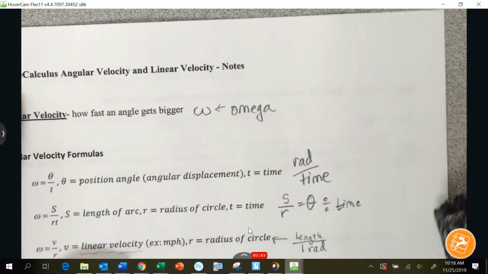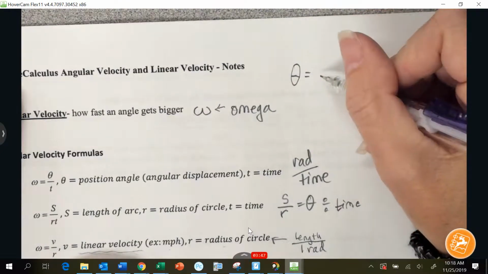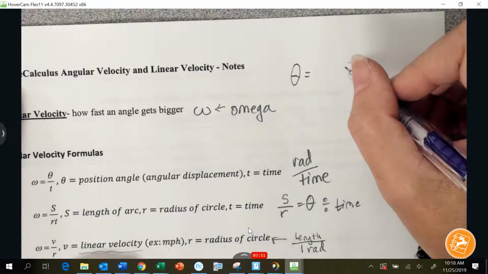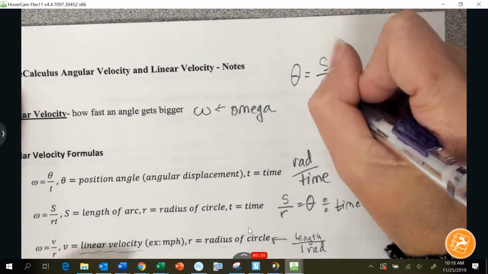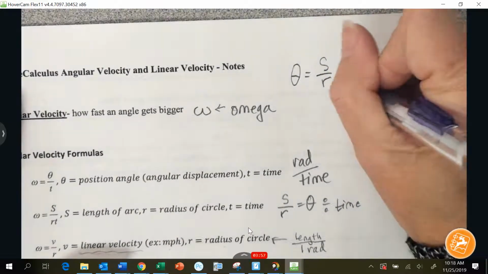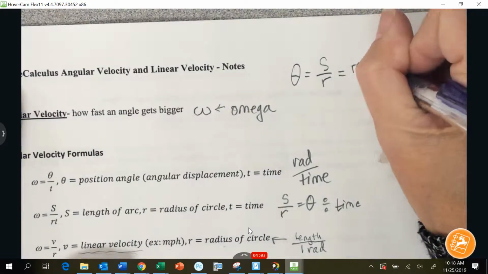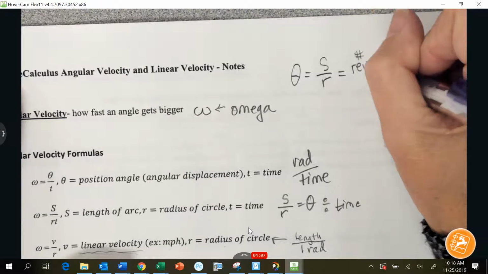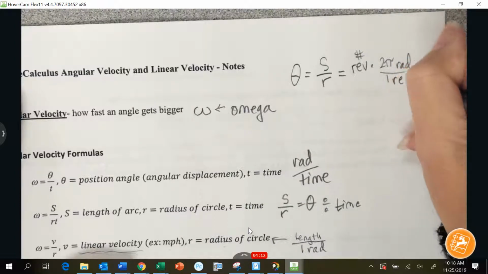What's my formula for theta? It has to do with time, but what's my formula for theta? This is one formula for theta. What's another formula for theta? Revolutions. 2 pi radians over 1 revolution.